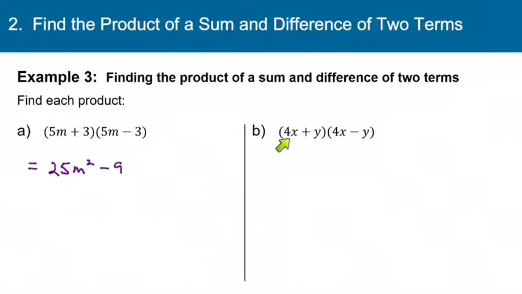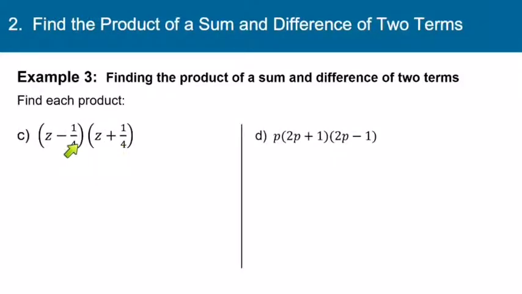And here on part B, we have a sum and difference of the same two terms, but this time there are two variables involved. However, that does not change our pattern at all. We'll still use the same pattern. 4x times 4x will be 16x squared. Because this is a sum and difference of the same two terms, the middle term is 0, and last times last is going to be negative y squared.